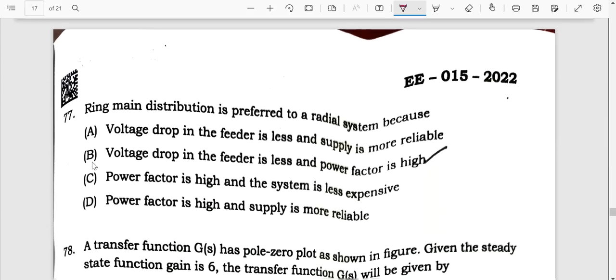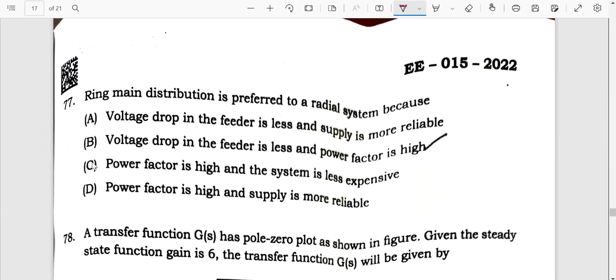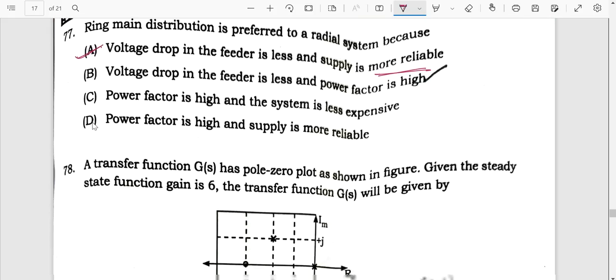Next one. The ring main distribution is preferred over the radial distribution system. The ring main distribution system will have good reliability, so that the voltage drop is less in the feeder and supply is more reliable. So the answer is A here. Okay, next question.